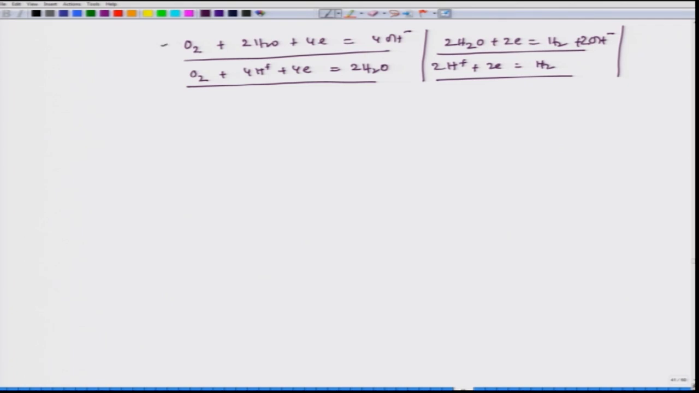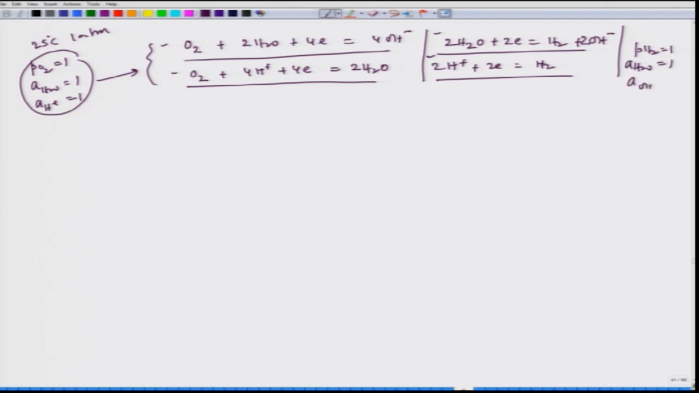Now, this is also a reduction process, this is reduction, this is reduction, this is reduction. Now, we can also have standard reduction potential for those reduction processes. And in that case, definitely in these two situations, we have to consider again 25 degree Celsius, 1 atmosphere pressure, PO2 should be 1, activity of H2O should be 1, activity of H plus should be 1. And here also similarly, these conditions would be prevailing: pH2 should be 1, activity of OH minus would be 1, and activity of H plus would be 1. So, then we can get standard reduction potential for these reactions.